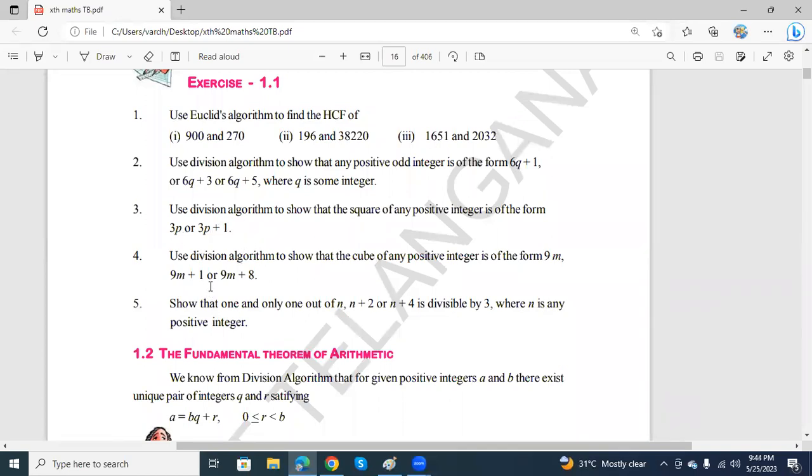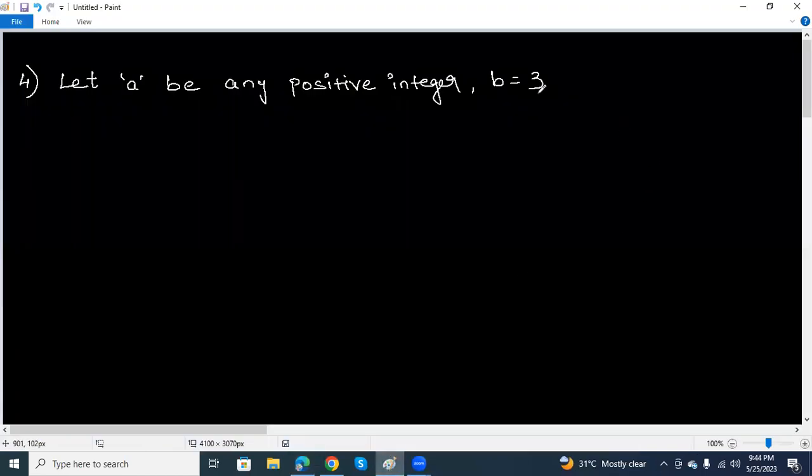But why are we taking 3 instead of 9? Because 3 is a factor of 9. If we take b as 9, the remainder should be less than the divisor, so we will get 9 cases: 0, 1, 2, 3, 4, 5, 6, 7, 8. It will be very lengthy to show this problem, and it is just a 4 marks problem. So you can take the factor 3 instead of 9, so I'm taking b value as 3 only.